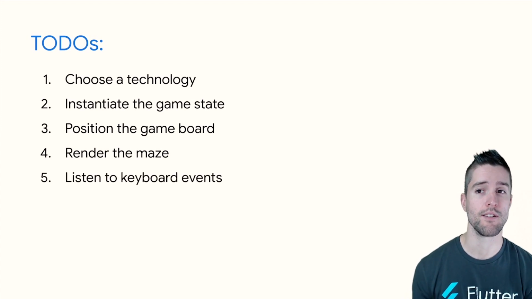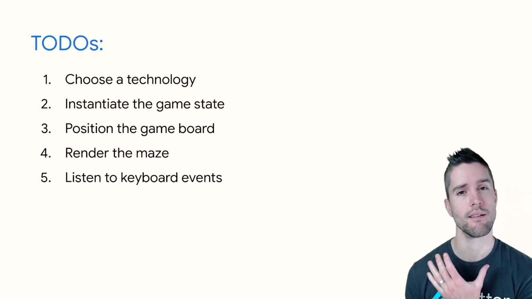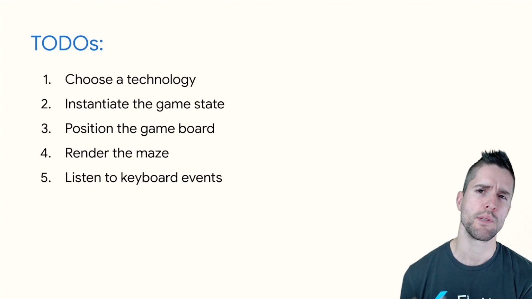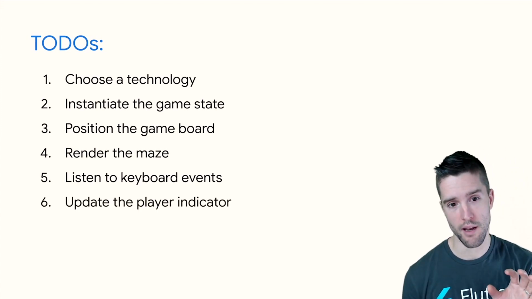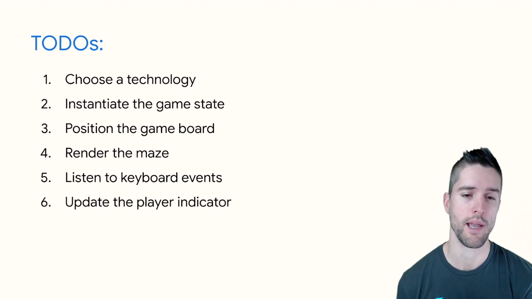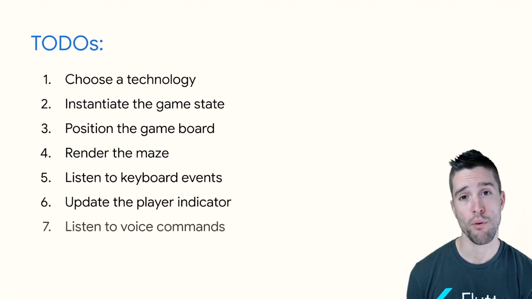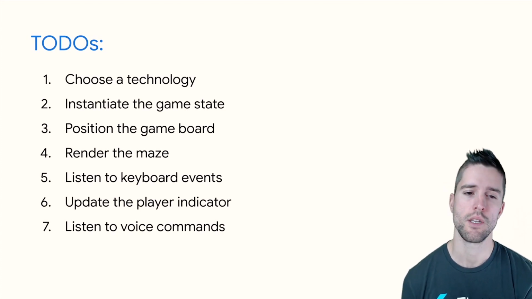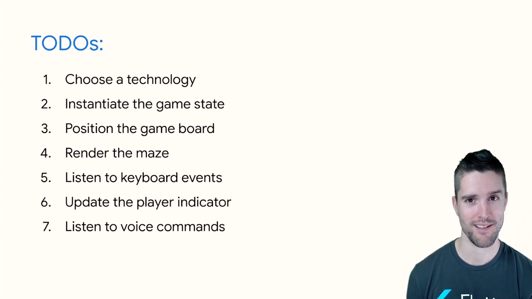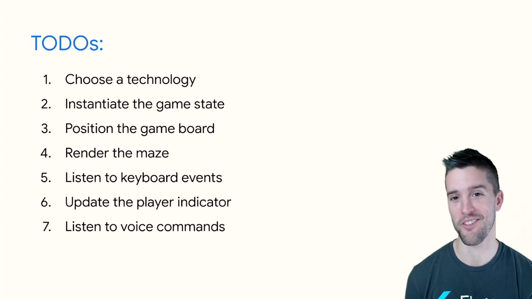Then we're going to need to make our game dynamic by listening to keyboard events. Once we start receiving those keyboard events, we can then update the position of the player indicator, and move the player around the maze. But not everyone will have a keyboard. People on a phone won't want to use a virtual keyboard. So we're also going to add voice commands, so you can just shout at your phone or computer.